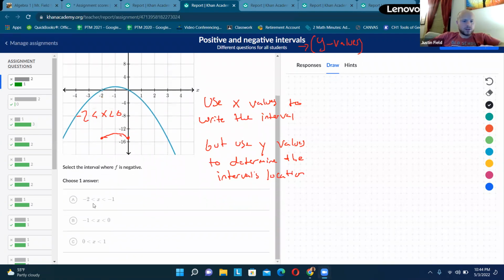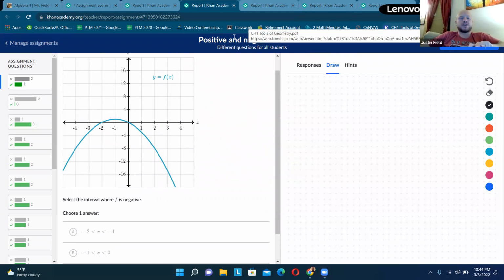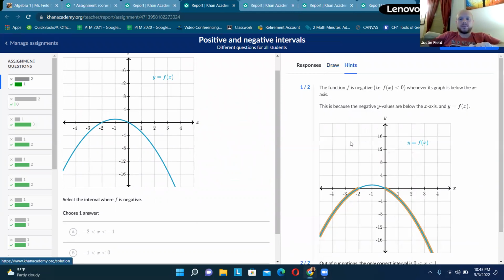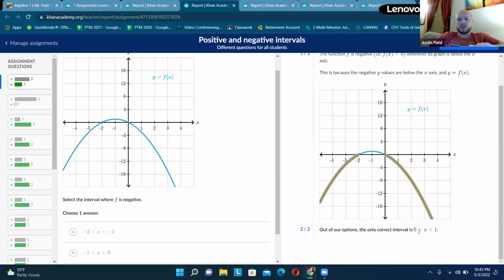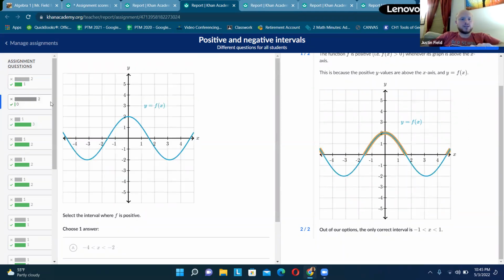-2 and 0. Now I see -2 and -1, and that's also true. Between -2 and -1 is a positive interval. It's not the whole thing, but it is a positive interval. So that's the choice. Of 0 and 1. Am I looking for the negative interval? How did I read that wrong the whole time? All right, well, you get the idea.